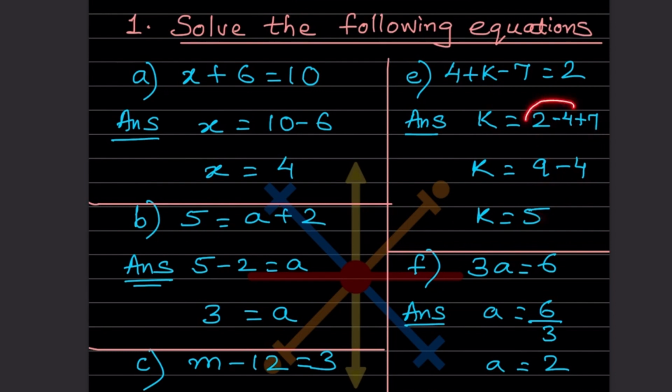Or you can take the 2 first. So minus 4 plus 2 is going to be minus 2. And then minus 2 and plus 7, plus 7 and minus 2. Why did I write that plus 7 first? Because that's a bigger number.